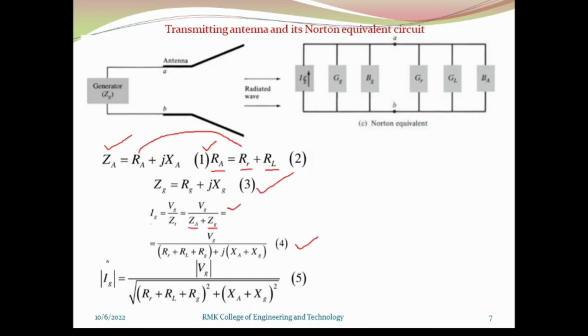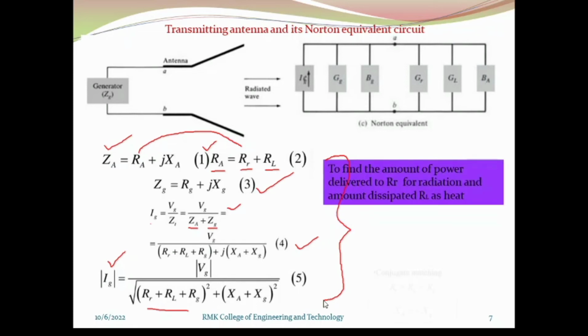Now if we take the magnitude of the current component, we get the magnitude of voltage by the root of resistance squared plus reactance squared, equation number 5. So all these equations are used to calculate the total power dissipation from the antenna structures, right?